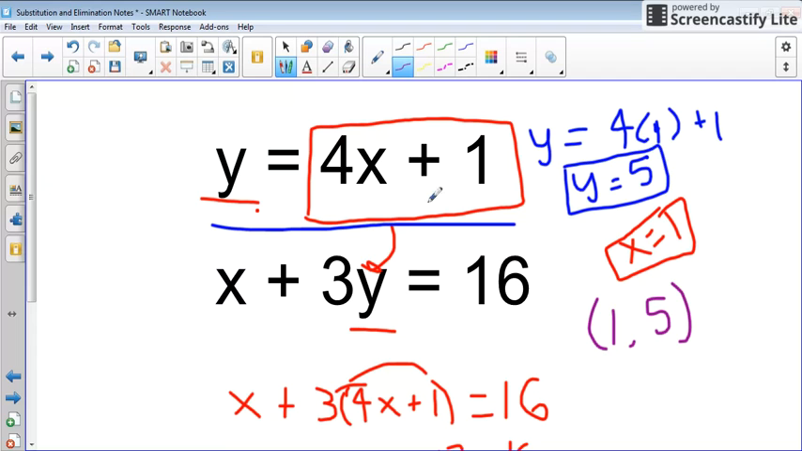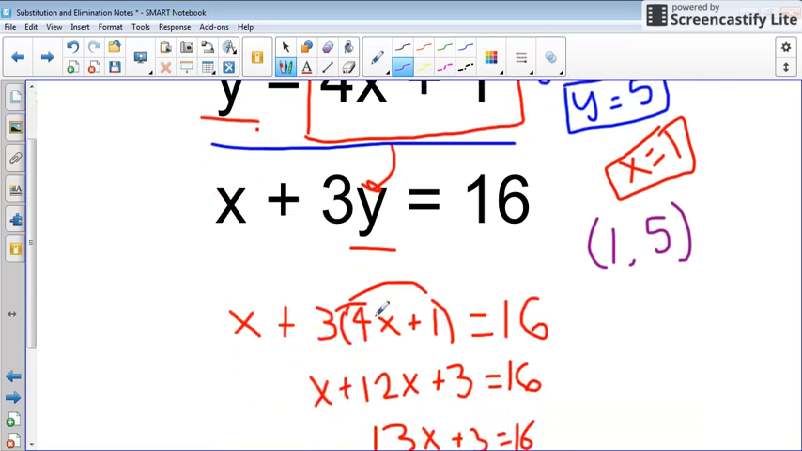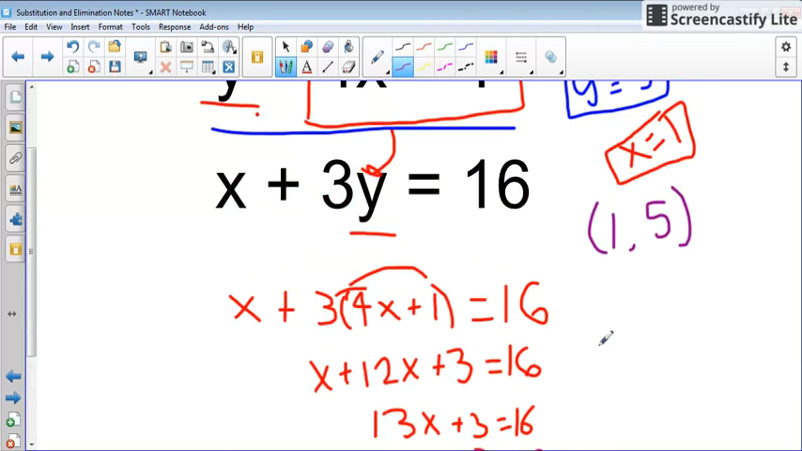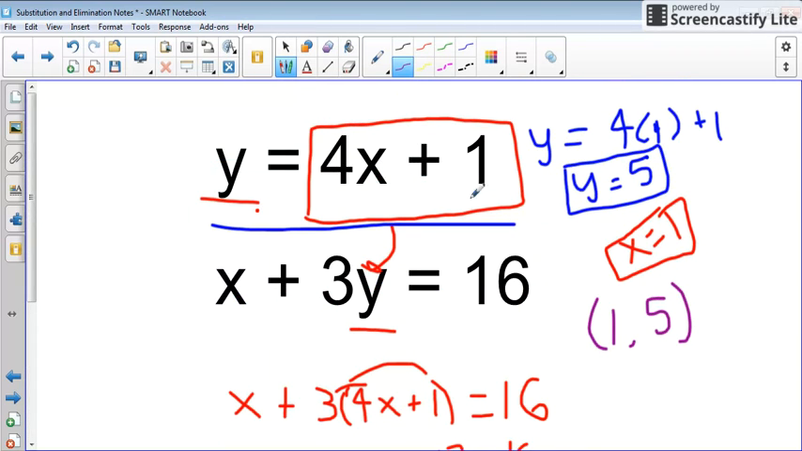Again, you just box up what y is equal to, replace y with that in the equation, solve for x, and then after you get x, plug that back in for the original equation to get y. I know it seems kind of crazy, but I know that you guys can do it.